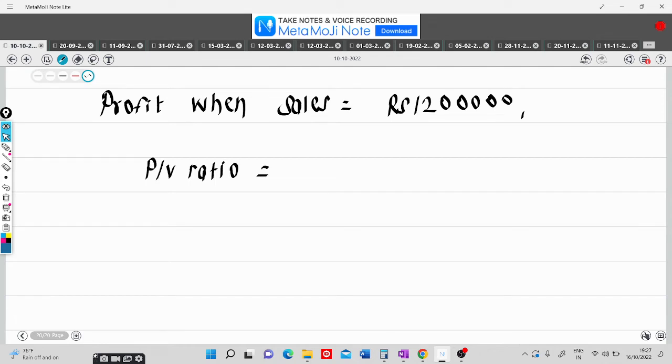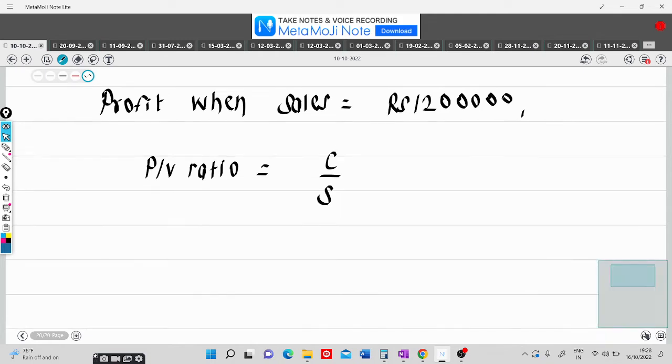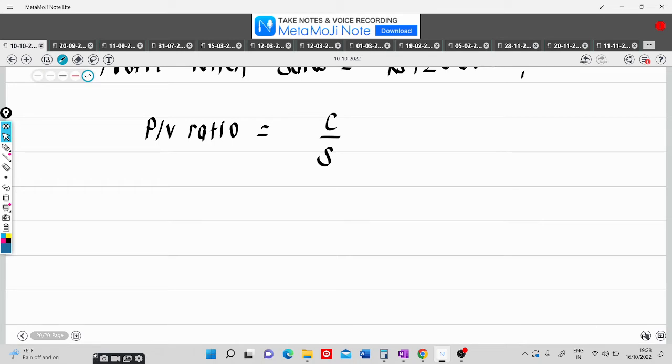PV ratio is very important because the ratio itself indicates the relation between profit to sales. So PV ratio is equal to contribution upon sales. We will use this formula over here. Contribution is equal to fixed cost plus profit. We will substitute that formula here. So PV ratio is equal to fixed cost plus profit upon sales. Here we have written the formula for contribution, which is fixed cost plus profit.